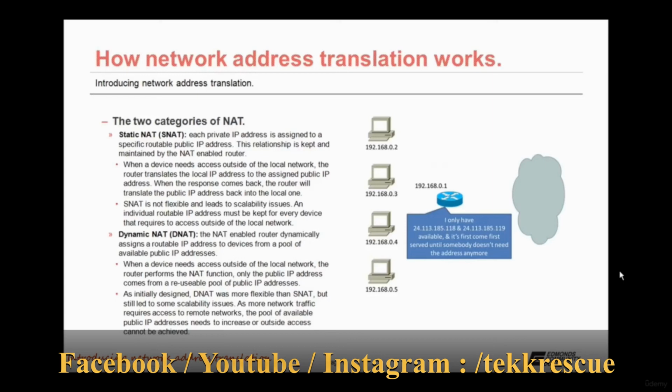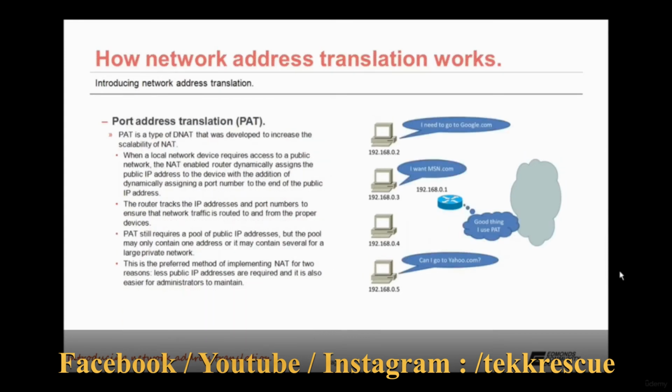As initially designed, dynamic NAT was more flexible than static NAT, but it still led to some scalability issues. As more network traffic required access to outside networks, the pool of available public IP addresses needs to increase, or outside access cannot be achieved. But thankfully, there is a solution to this. And that solution is called port address translation, or in Cisco terms, that would be NAT with PAT.